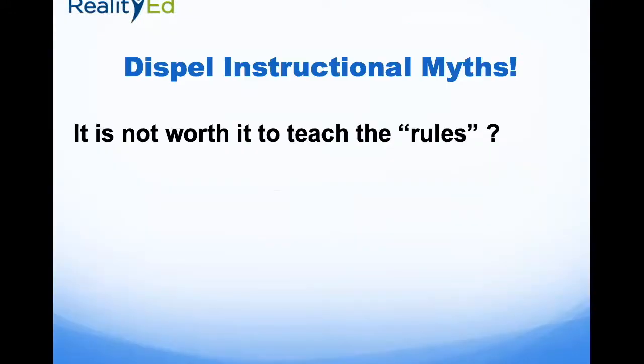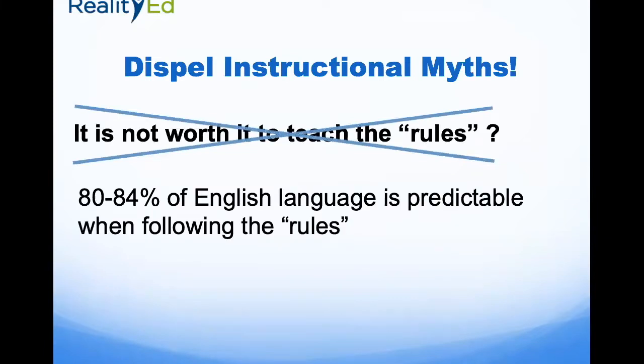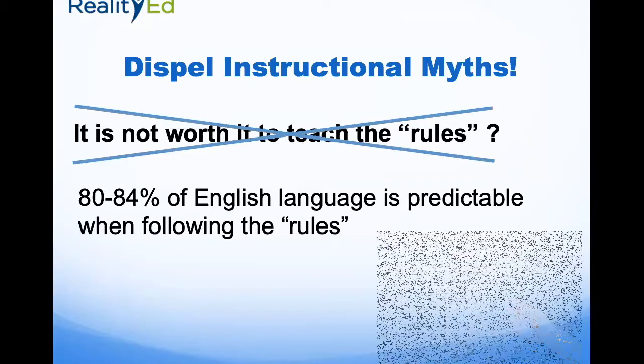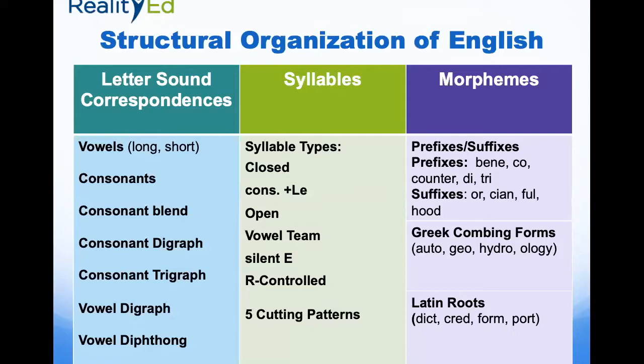areas. One thing, another myth that you can dispel for sure is that there's many folks out there that believe it's just not worth it to teach the rules of our language. That is so incorrect. Our language has structure and it has organization. 80 to 84% of the language is predictable when following the rules, if the rules are taught. So students with dyslexia are going to respond very well to instruction that teaches them about the structural organization of English.